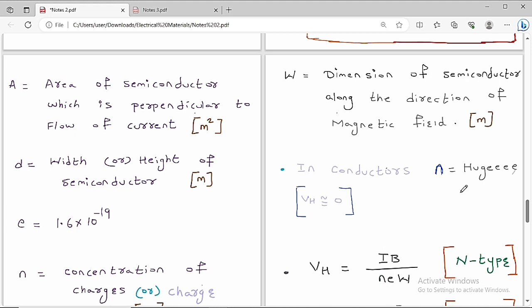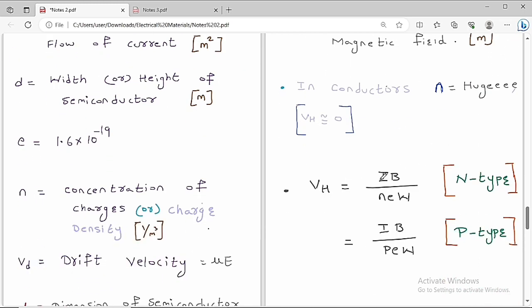So the Hall voltage is approximately zero, meaning it is absent. The Hall effect is basically absent in the case of conductors. And I already told you the Hall voltage formula, I into B by N into E by W. So this formula is applicable for the N type of semiconductor.